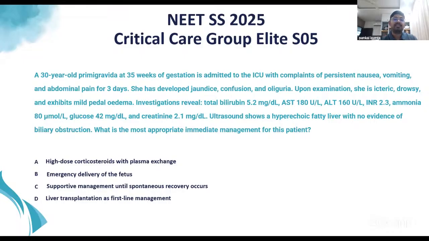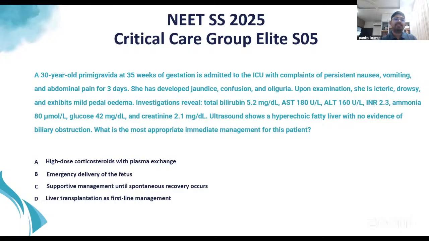So looking at the picture, a third trimester pregnant lady coming to you with nausea, vomiting, pain, jaundice, multi-organ dysfunction, and hypoglycemia typically pushes towards a liver problem, and with the typical finding of a hyperechoic fatty liver, it goes towards AFLP, or acute fatty liver of pregnancy. And the treatment is very straightforward. Management is first, emergency delivery of the fetus and supportive management. That is your answer. So you always look for the first option as emergency delivery of the fetus, because the fetus is the one which is going to cause the problems for you.